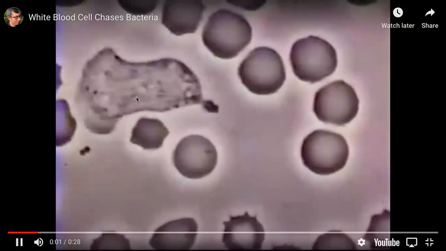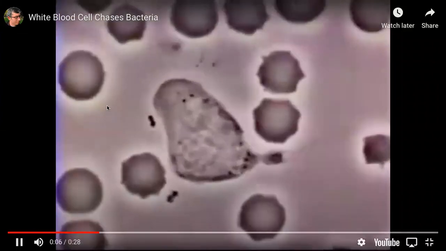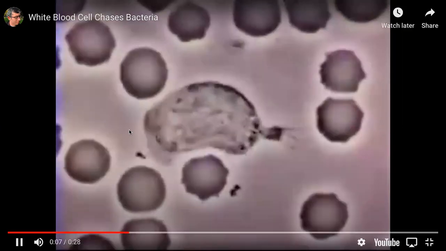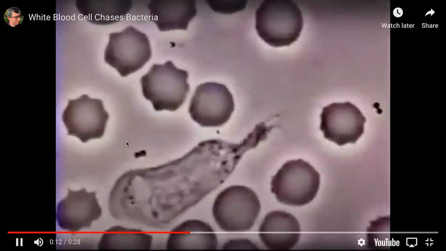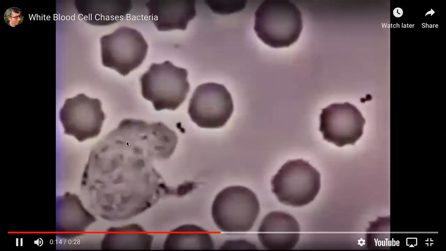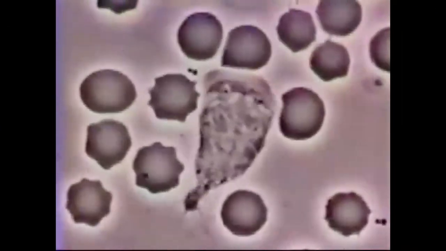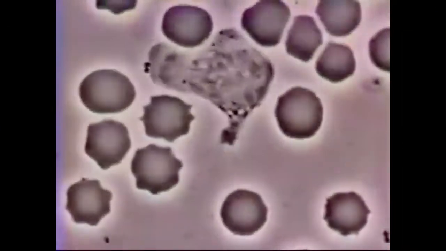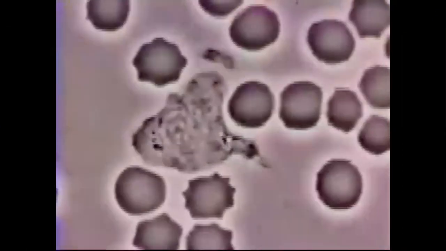So here is the white blood cell, and here are some red blood cells, and then this is a bacteria. And so do you see the neutrophil chasing the bacteria? And then look at what happens when it grabs it. Right? It's predatory. So it's just going to go after that bacteria and then it's going to engulf it. So it's going to phagocytize it. And then it goes on to the next one.